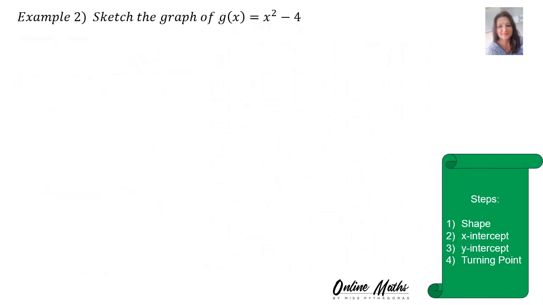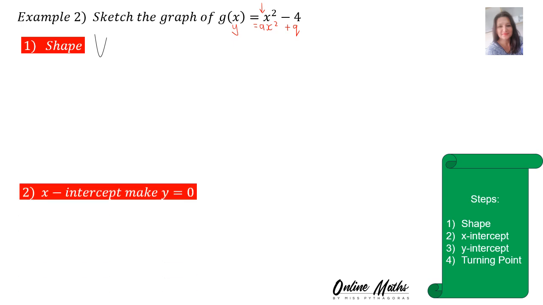Example 2. Sketch the graph of g of x is equal to x squared minus 4. Again, this graph is in the form y is ax squared plus q. So step 1, the shape. We look at the sign of a, and the sign there is positive. So we know this is a smiley graph or concave up.